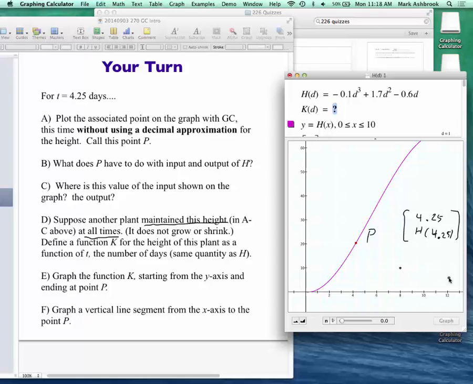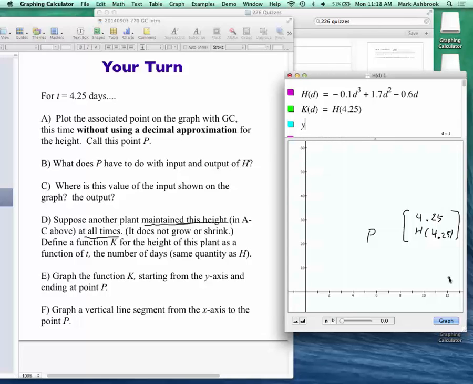So we want it to be the constant height of the sunflower's height at 4.25 days. How do we define that? Not H of D. If you do H of D, it has the same height profile as the sunflower. It always has to have this height. So we define K of D as H of 4.25. And now we graph it.